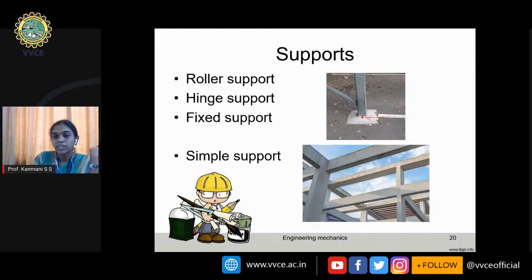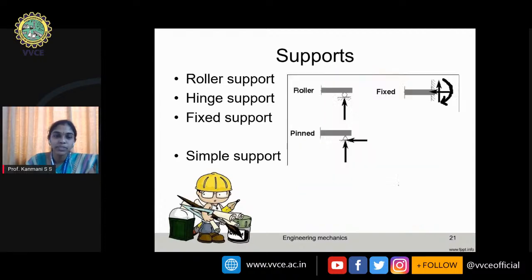We have a reaction which will not allow the body to move in the x direction, that is HA. The one which will not allow the body to move in the y direction is VA. And the other one is for the rotation. It will not allow the body to rotate, so MA. So totally we have three reactions. One of the most familiar supports that we know is the beam column joint. Beam column joints are usually fixed supports, where the fixity will not allow the body to move in the horizontal direction, vertical direction, or to rotate on its original axis.